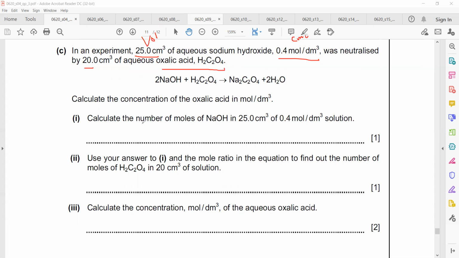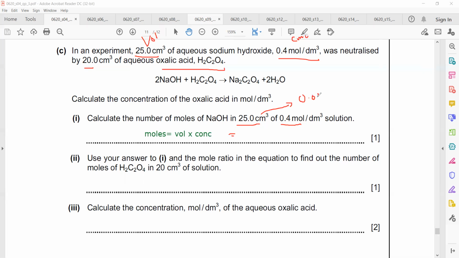Number one, calculate the number of moles of sodium hydroxide in 25 cm cube and 0.4 mole per dm cube. So which formula relates the concentration and the volume of the solution to get the moles? Moles equal volume multiplied by concentration, or concentration multiplied by volume. But keep in mind the volume should be in decimeter cube. So here the volume is in cm cube. You'll divide by 1000.